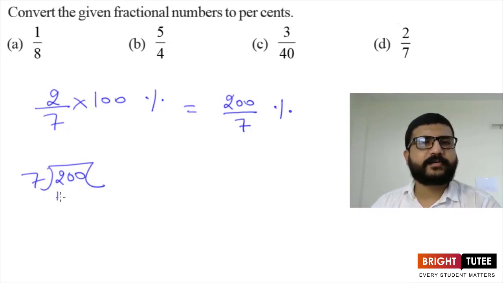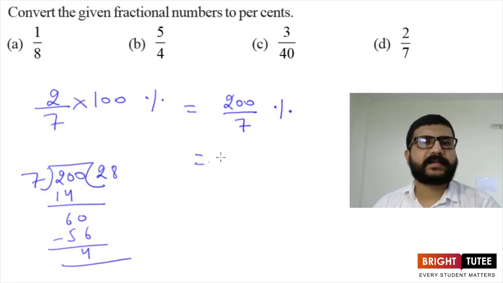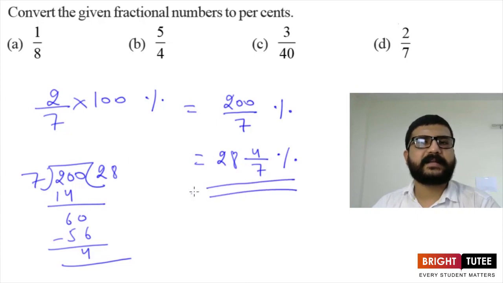7 into 2 is 14. 20 minus 14 will give us 6 and we'll bring this 0 here. Now 7 into 8 is 56. So this will be 56 here. Now 60 minus 56 will give us 4. So from here we will get 28 whole 4 upon 7%. So this will be the final answer. 2 upon 7 is equal to 28 whole 4 upon 7%.